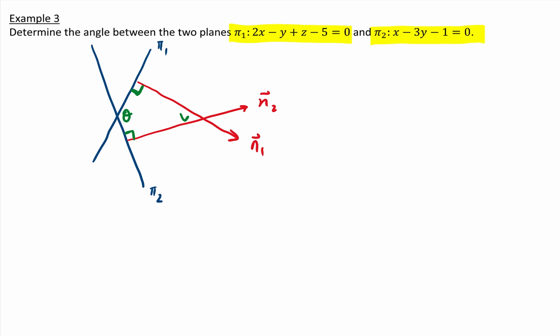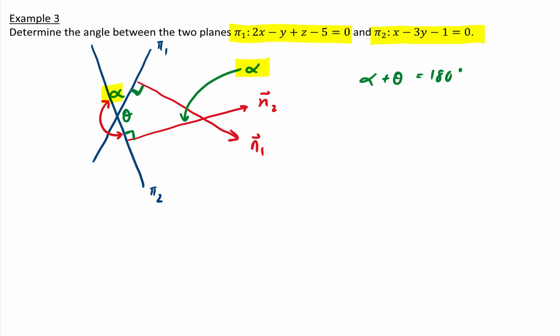This angle here, we'll call it alpha, has a relationship with theta. You should note that alpha plus theta has to equal 180 degrees. Well, if that is the case, this angle here is also alpha. Notice that if I take alpha plus theta, that is also 180 degrees. So if I can find alpha, this angle here, I already know the angle between the two planes.